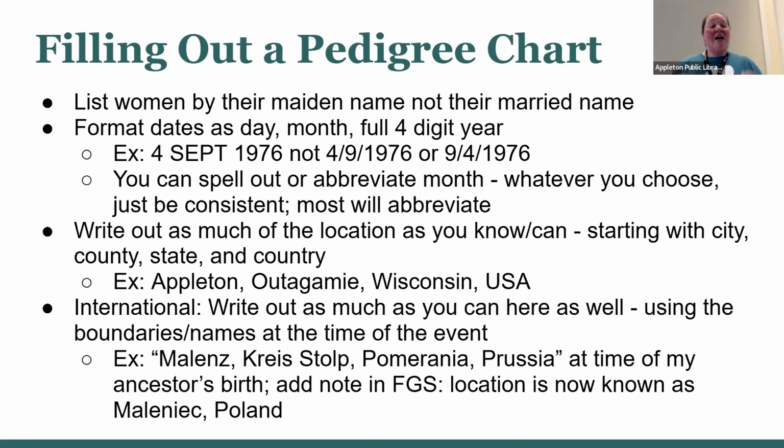International, the same thing. You write as much as you know, using the different boundaries or the names at the time of the event. So for one of my German ancestors, I'm writing Malenz, which is in Kreis in Pomerania, in the country of Prussia. Well, that location doesn't exist anymore. It is now part of Poland. So I'm going to write that in there under his birth record where that location is. But then in the notes in our family group sheet, I'm going to write that location doesn't exist anymore. It's now Malianik, Poland. So if I ever want to go to Poland and see where my ancestors really were from, I know that it's now part of Poland and now I can see that.